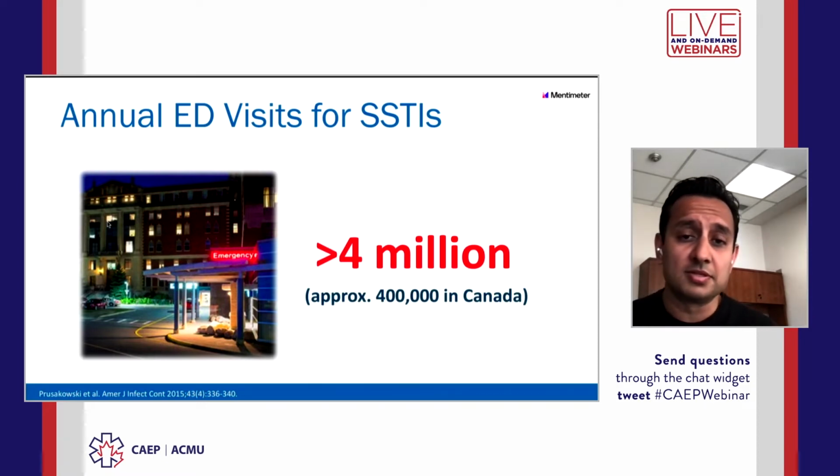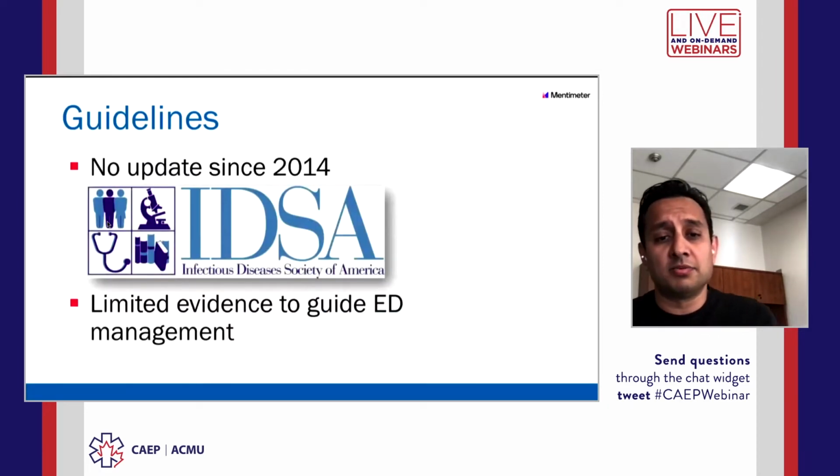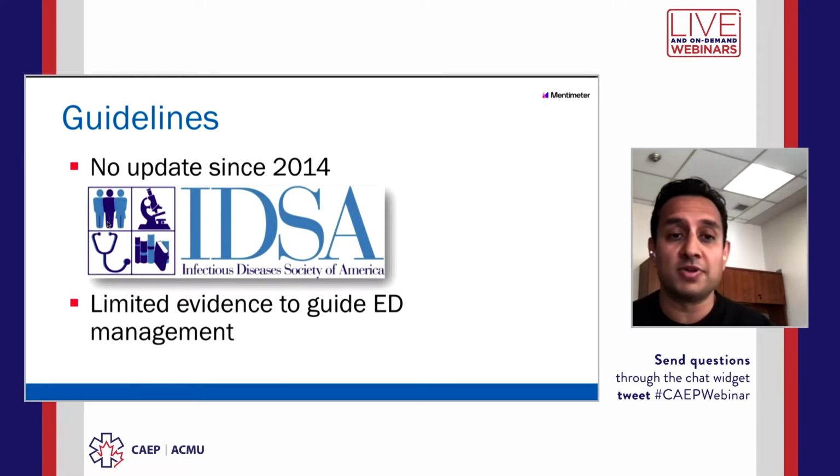Given how common this is, a natural next question is, well, what do the guidelines tell us? Unfortunately, the main guidelines that we would use, which are the IDSA guidelines, have not been updated since 2014. And they've somewhat fallen victim to the fact that many important trials that have answered some very important clinical questions, such as when would you give antibiotics for patients with abscesses, were published just after the guidelines were published. So as things stand right now, the current guidelines have some limited evidence to guide ED-specific management for skin and soft tissue infections.